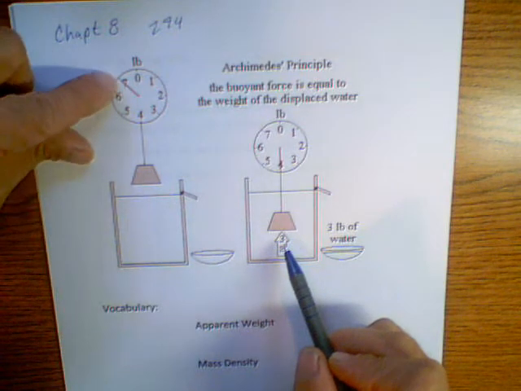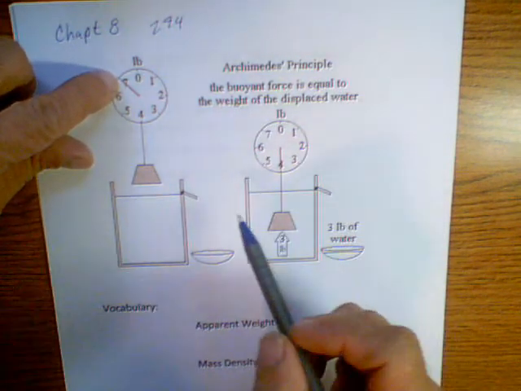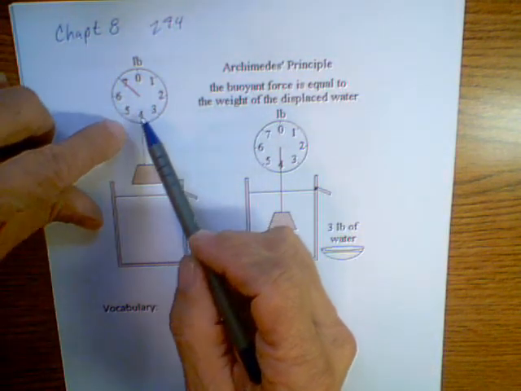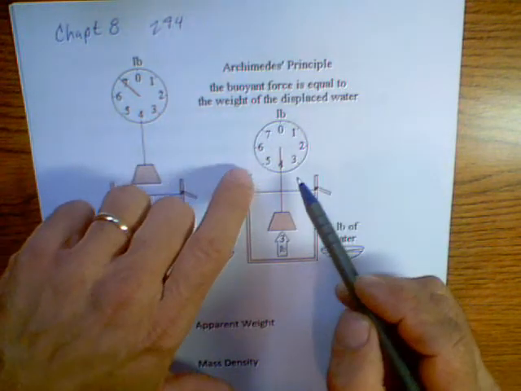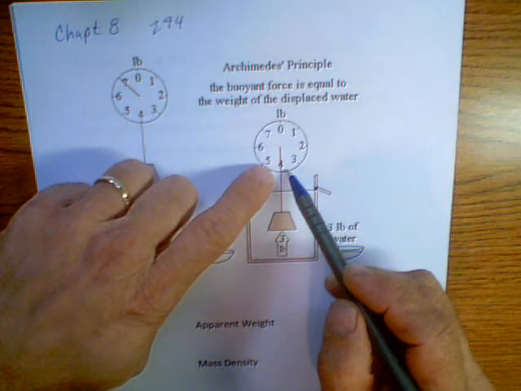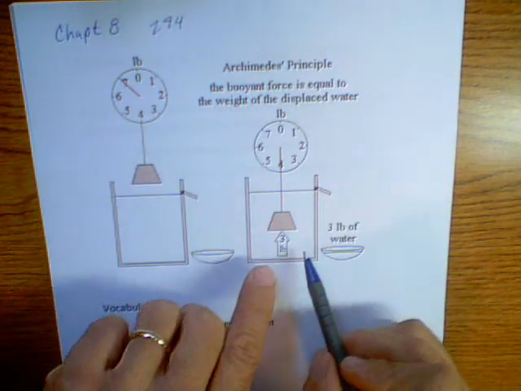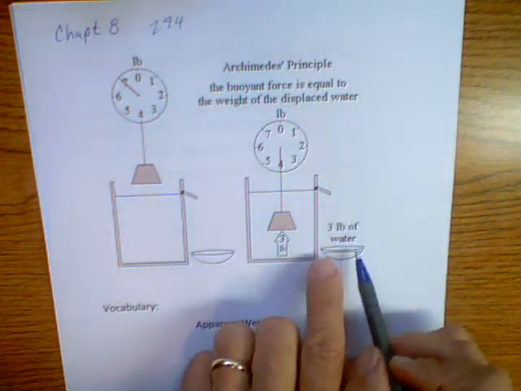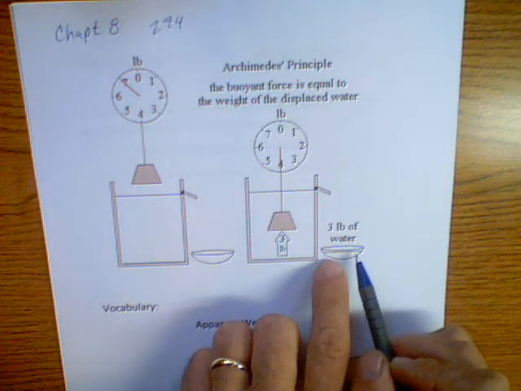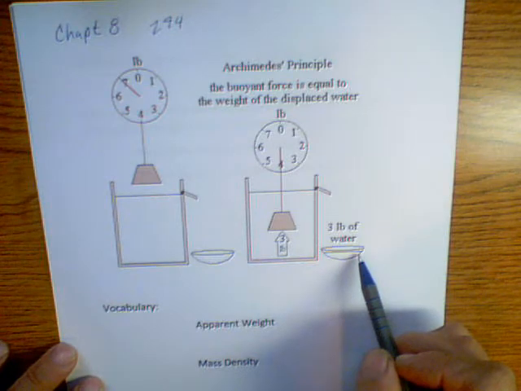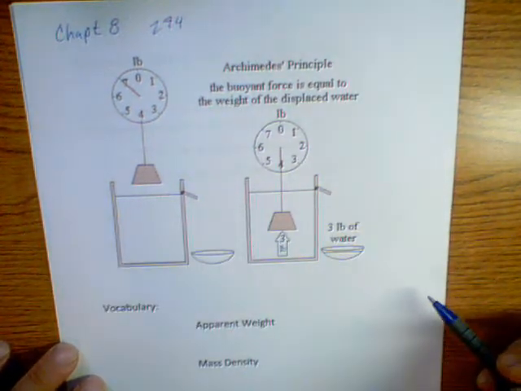So that's why there's a 3 pound difference between the 7 pounds in the air and the apparent weight, the submerged weight, and that 3 pounds is also equal to the weight of the water displaced. All right, that's Archimedes' principle.